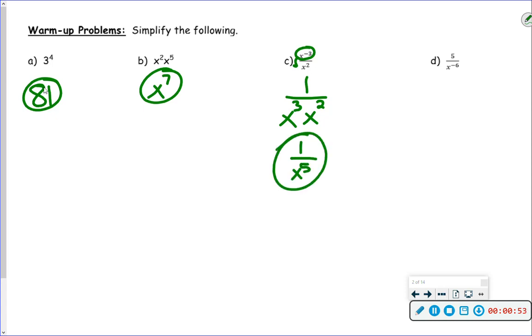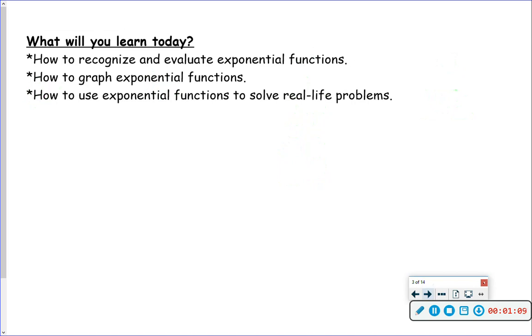All right, D, very similar. Negative exponent in the denominator, so I'm going to move to the numerator. So 5's 5. 5's not offensive, we'll leave it, but I'm going to move x to the positive 6 up there with it. And I'm just not putting the 1 in the denominator because it's unnecessary, of course, to hold the place.